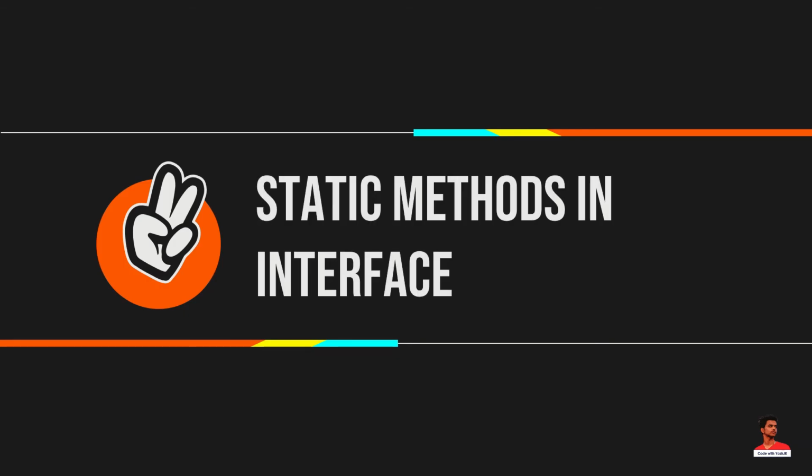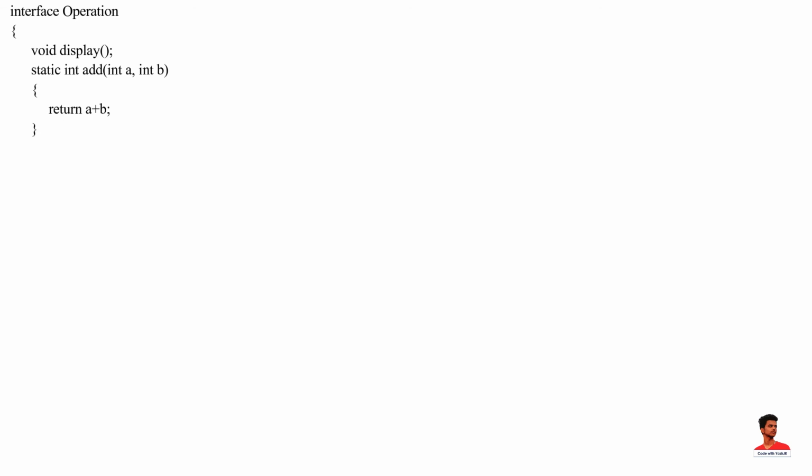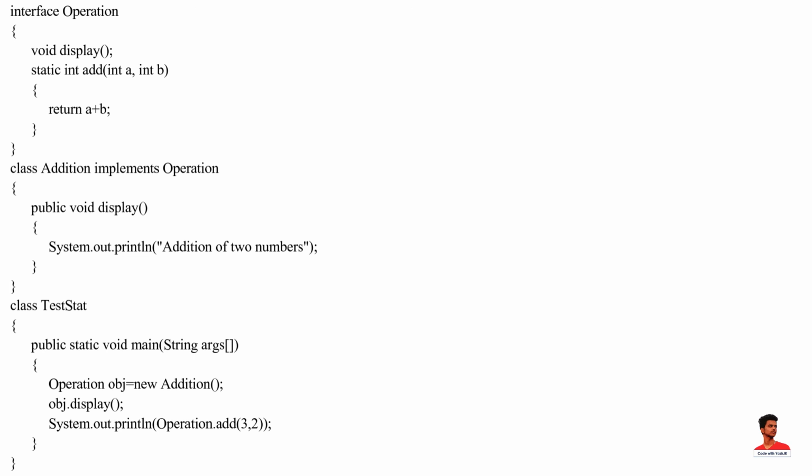Similar to a class, we can access static methods of an interface using its references. For example, in this example, we have created an interface operation. It has two methods, abstract method and static method. Here, the addition class implements operation and provides the implementation of the display method. In TestStat class, we have passed arguments to the static method add to perform addition.